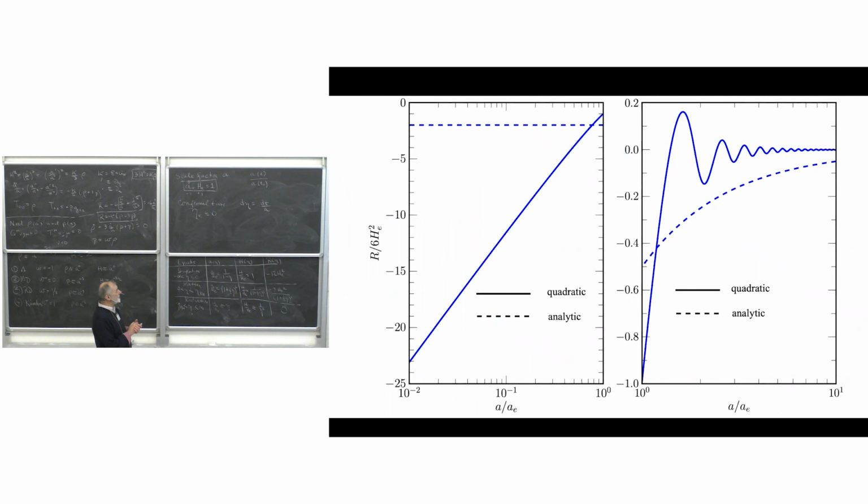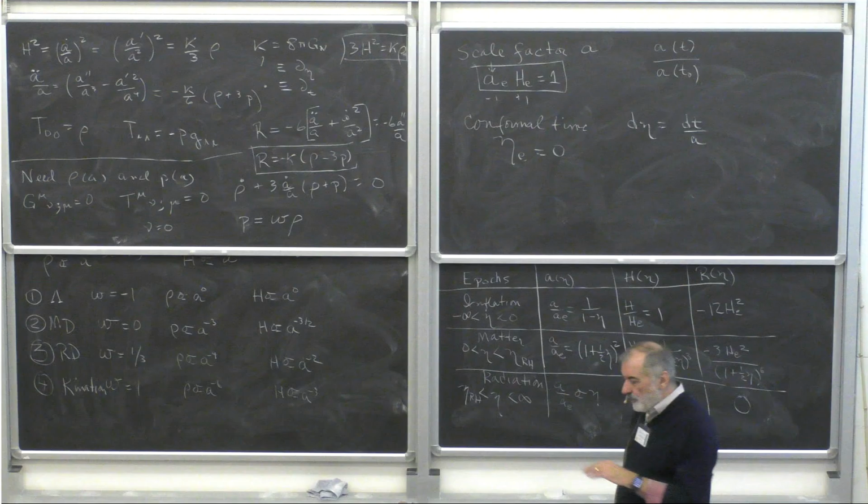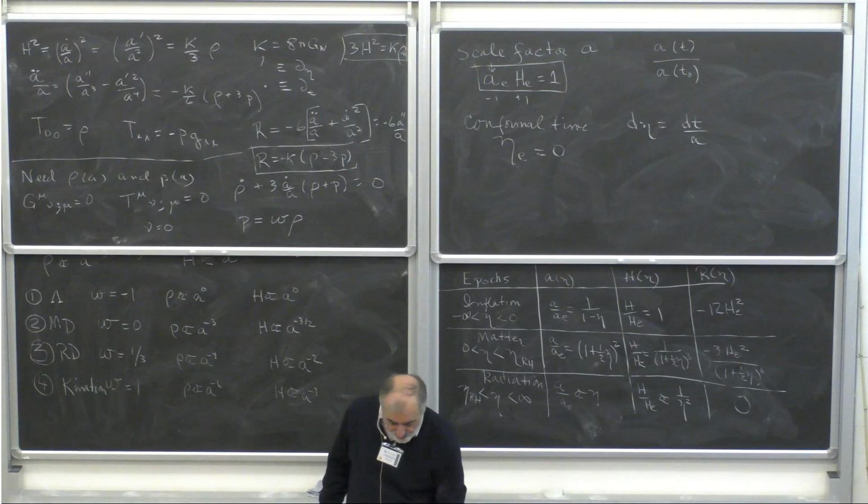Here is R over 6 H_E squared. In the analytic model, it would be minus 2, but in the quadratic inflationary model, it has a logarithmic growth in R. It becomes more and more negative. And after inflation, it actually will oscillate around zero. And you see it is discontinuous at a over a_E of 1. So this analytic approximation works fairly well, but is not exact.